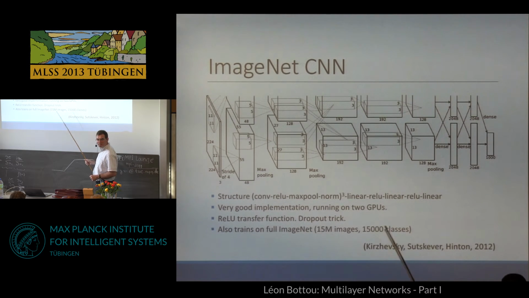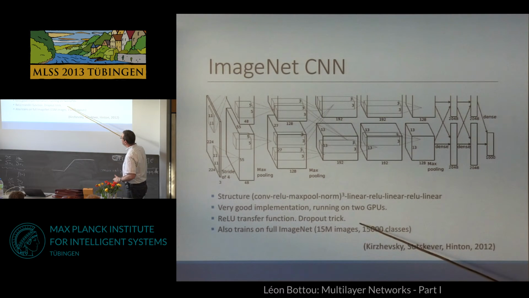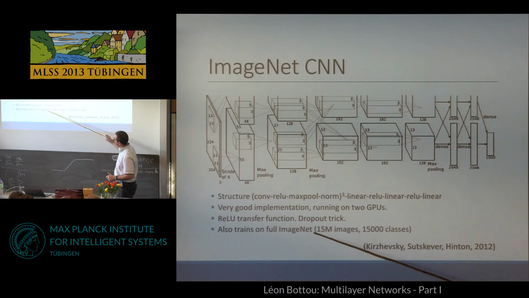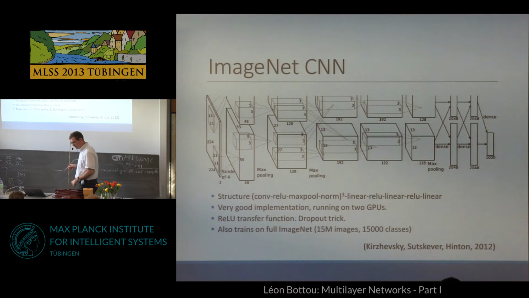But all these things change the performance by only a couple of percent. If you had tried one of the old convolutional nets on this ImageNet data with a fast enough implementation, it would not have been as good, but it would have beaten everybody else anyway. So these are small but significant improvements. They also train on the full ImageNet, which is 15 million images and 15,000 classes, and they use this to help their training globally anyway.